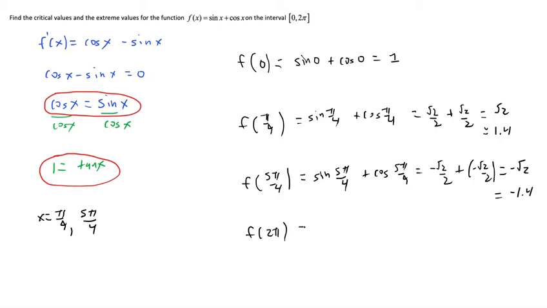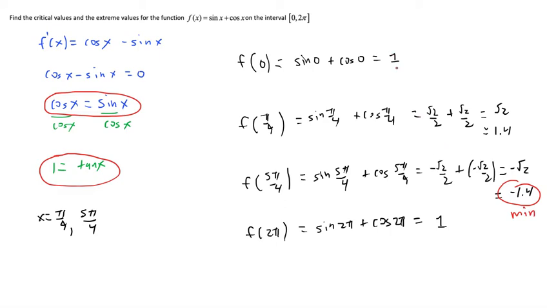Now what about 2 pi? The sine of 2 pi plus the cosine of 2 pi. Similarly, that's 0 plus 1, which gives us 1 here. So we have these 4 values. For these 4 critical values, which one is the min? Well, this one's going to be the minimum value right here, the negative 1.4.